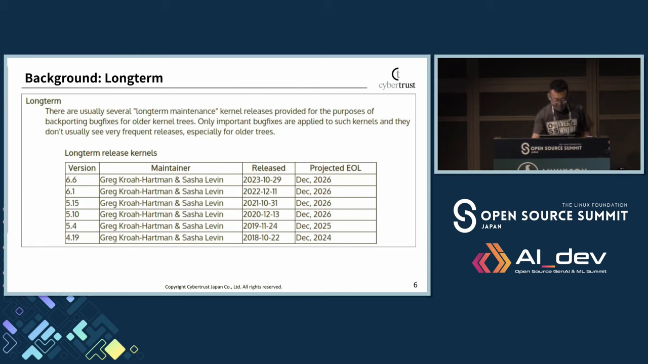Can you read it? There are usually several long-term maintenance kernels released for the purpose of bug fixes for older kernel trees. Only important bug fixes are applied to such kernels, and they don't usually see very frequent releases, especially for old trees. Following practice, the last kernel version of the year is chosen as a long term. After several years of maintenance, the old long-term tree reaches end of life.